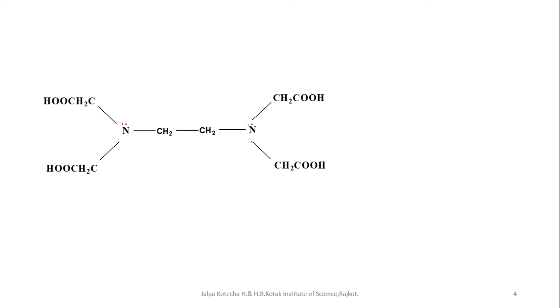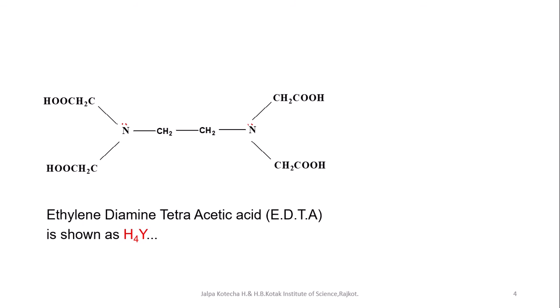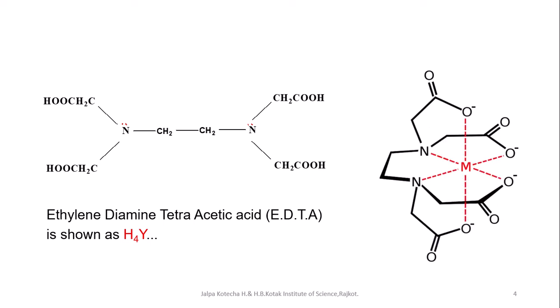The structure of EDTA is as shown, where there are 4 replaceable hydrogen atoms with 2 lone pairs of electrons on the nitrogen atoms. So the general form of EDTA we will write as H4Y, where Y is the deprotonated form of EDTA. Now when EDTA is joined with the metal ion, it shows this type of stable chelate or ring structured complex, where the metal ion is in the center coordinated with the electron pairs donated by the nitrogen and the carboxyl groups.